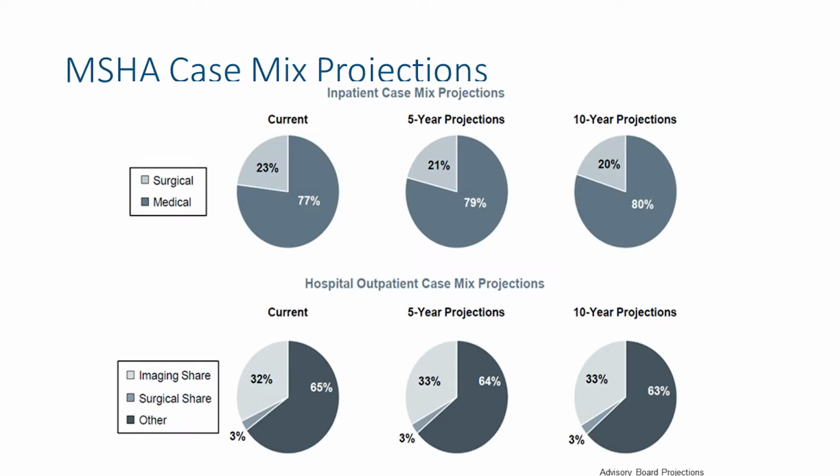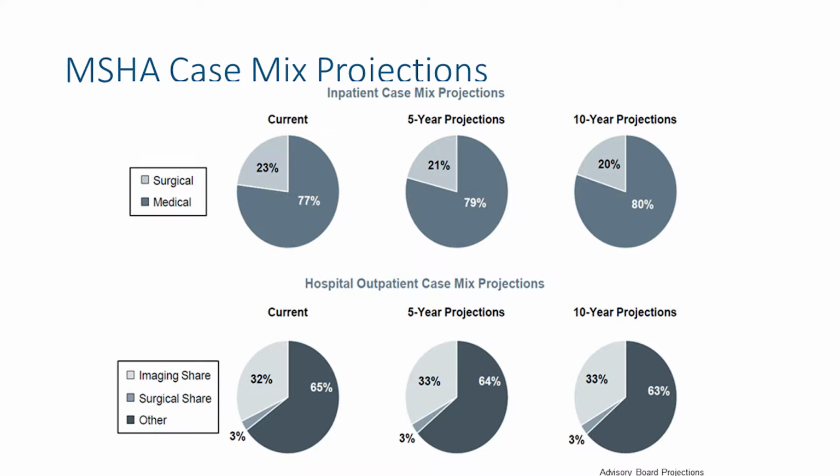So if we look at case mix projections, it's another good slide with the current 5-year and 10-year projections looking at the surgical versus medical. For each surgical procedure, you get paid quite a bit more than you do medical. So you can see over a 10-year projection period, really looking at that shifting about 3%. So this puts more pressures on the healthcare industry.